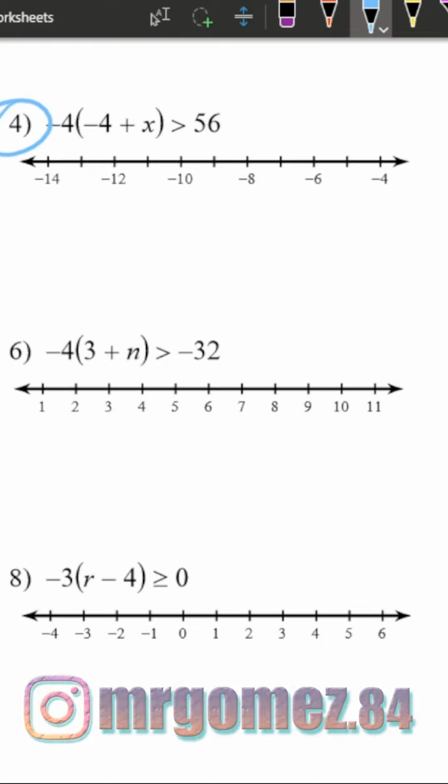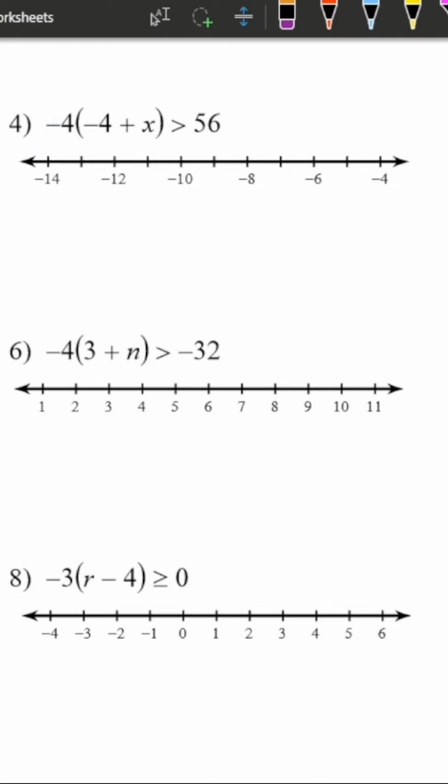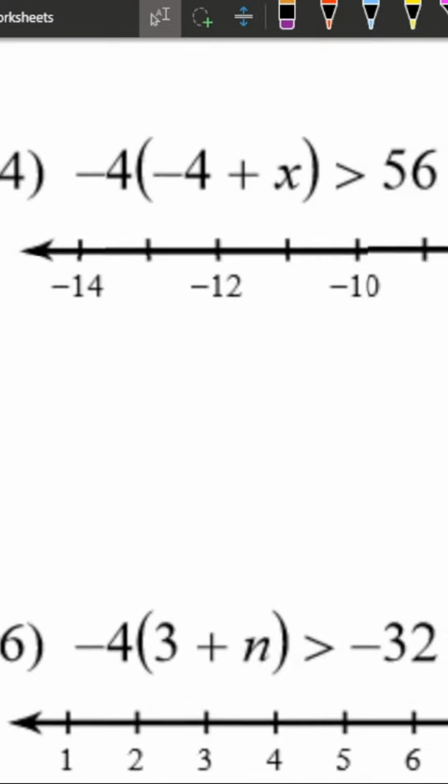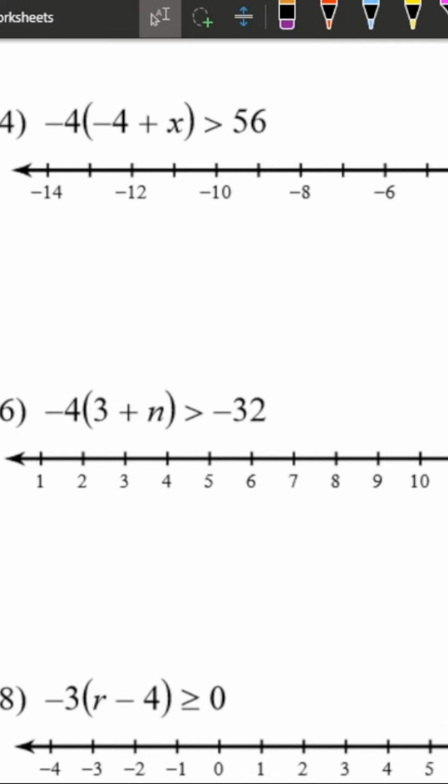Other than that, let's get right into it. Number 4, it says -4 parenthesis -4 plus x parenthesis greater than 56. Before we can do anything on this one, we have to take care of a few things. So we have a group and we have a number outside the group. That means we're going to have to use the distributive property.